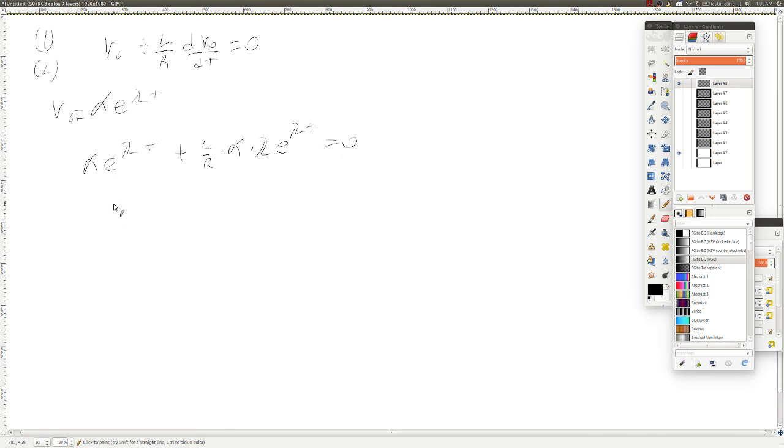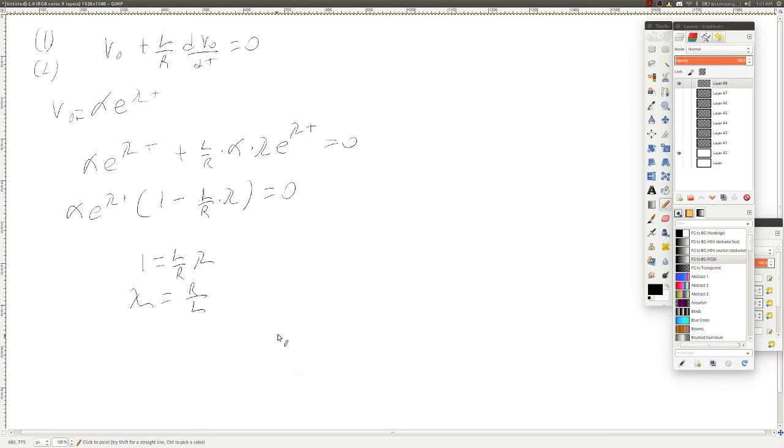Now we can pull out our terms the same way that we did. We can assume that this is a non-trivial case, meaning that we get 1 plus L over R times lambda is equal to 0. And that means that if 1 is equal to L over R lambda, lambda is equal to R over L. So now we've solved for lambda.